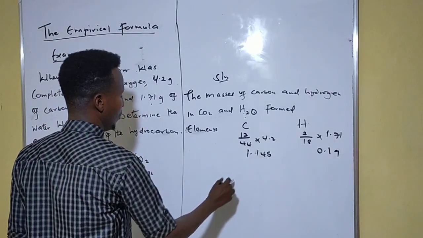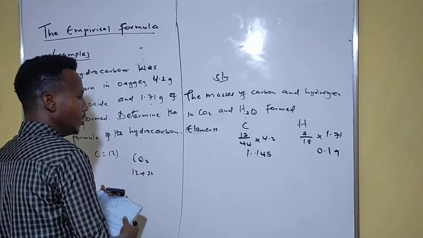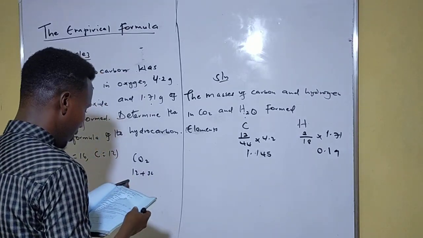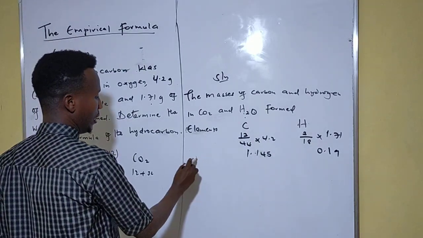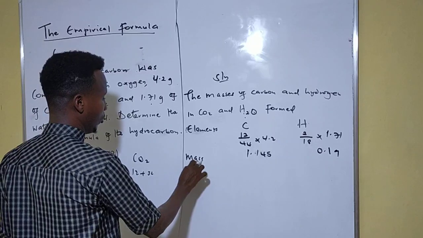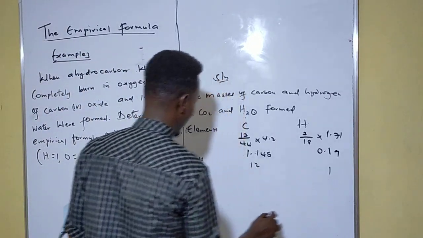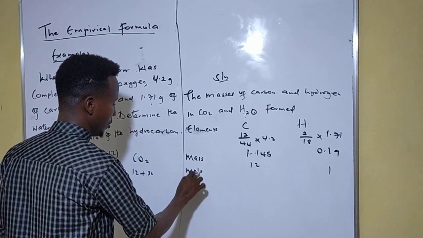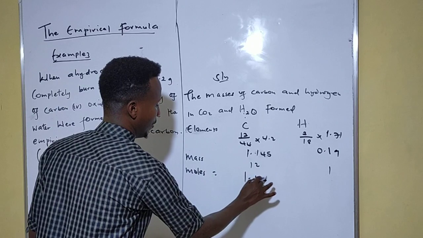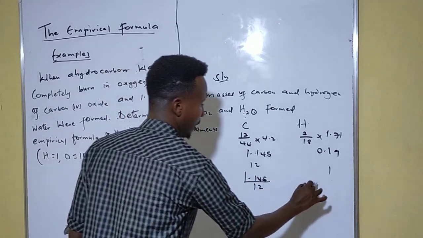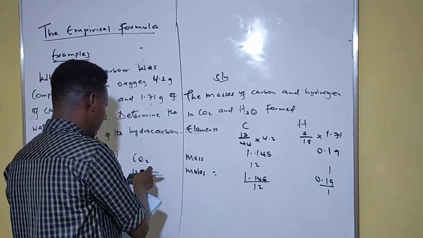So from there now, what are you going to do? These are the masses. Look here. This is what we'll be doing now. We want to get the moles. Remember, the mass of carbon is 12, and hydrogen is 1. So moles will be how much? 1.145 divided by 12 here, and 0.19 divided by 1.